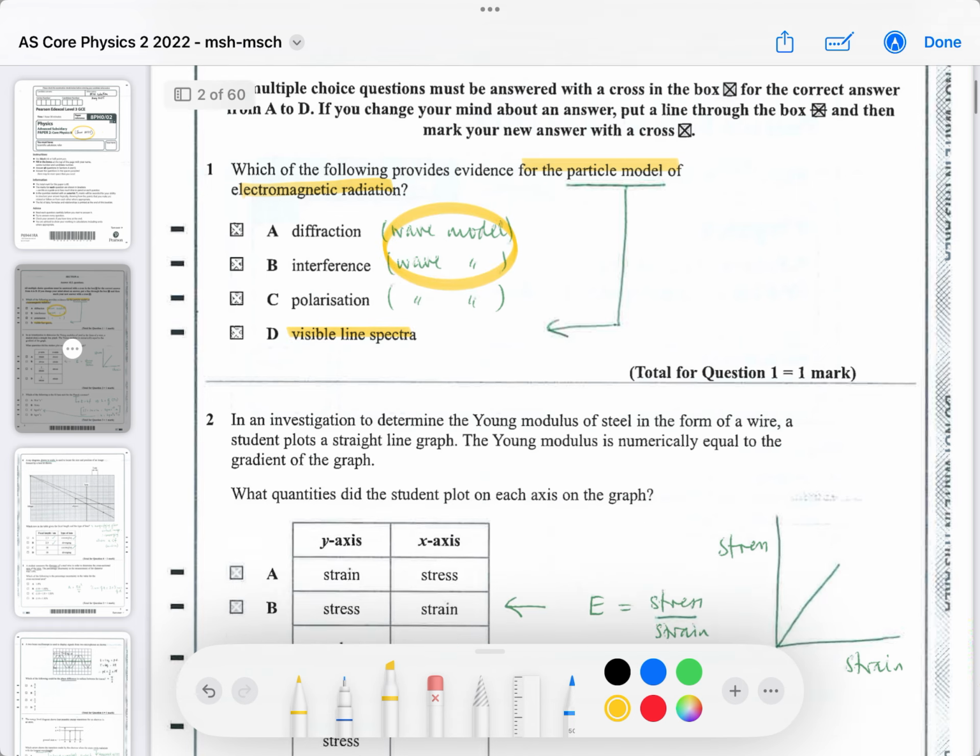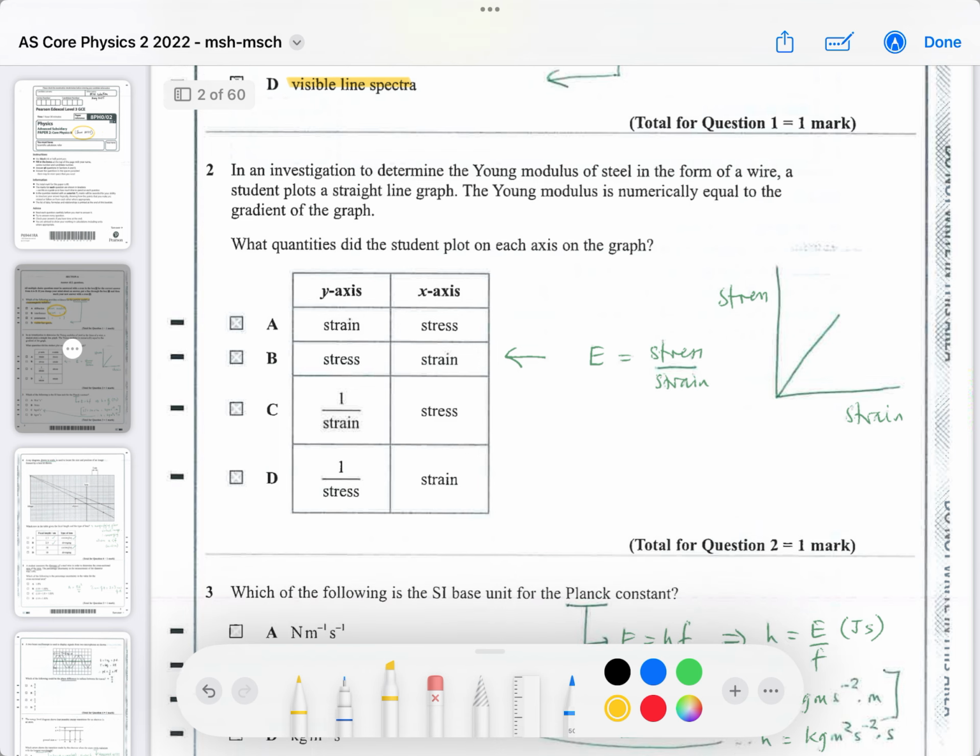Okay. Question 2. In the investigation to determine the Young's modulus of steel, in the form of wire, students plotted a straight line graph. The Young's modulus is numerically equal to the gradient of this graph. Therefore, what must they have plotted on each axis? Must be stress against strain, because Young's modulus is the gradient of stress against strain. So there we've got stress on the y-axis, strain on the x-axis, so the answer is B.